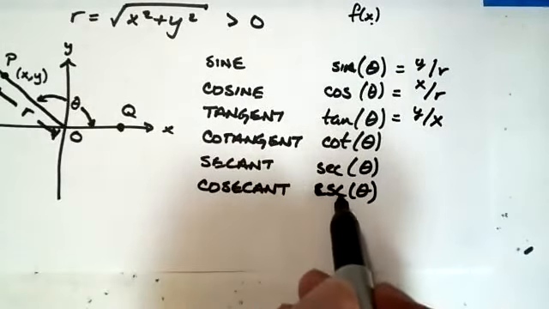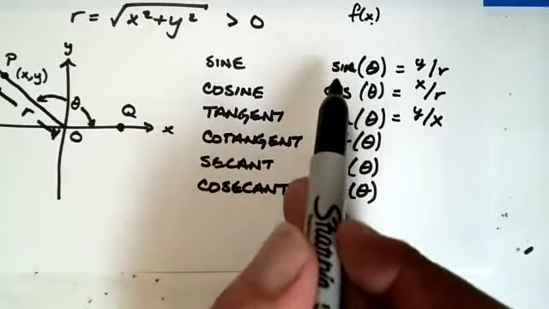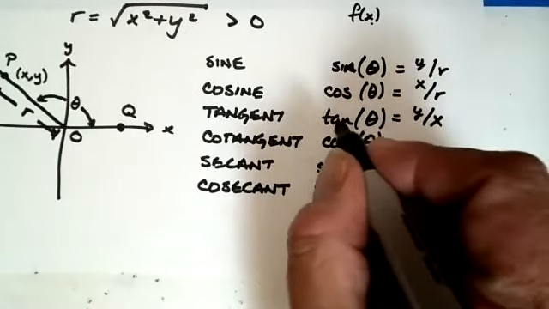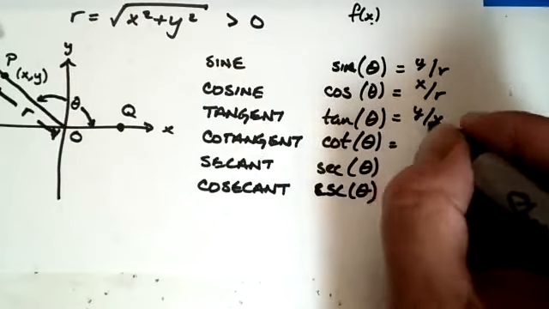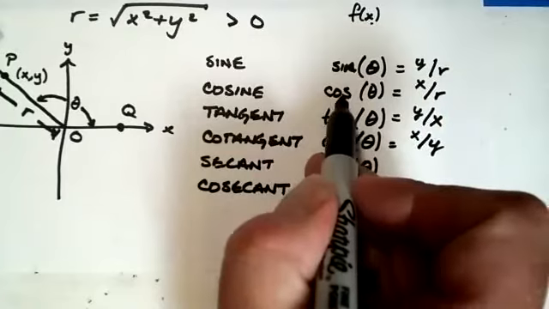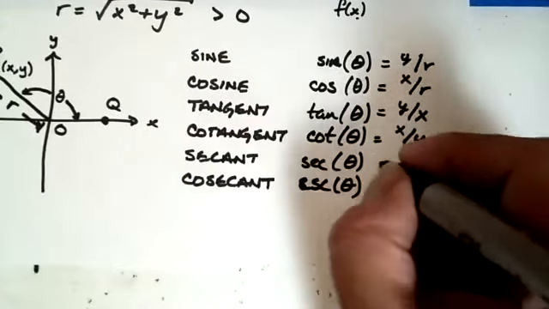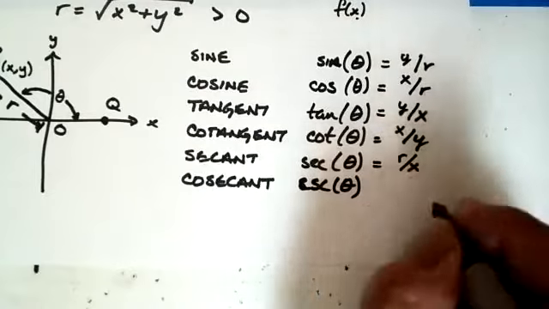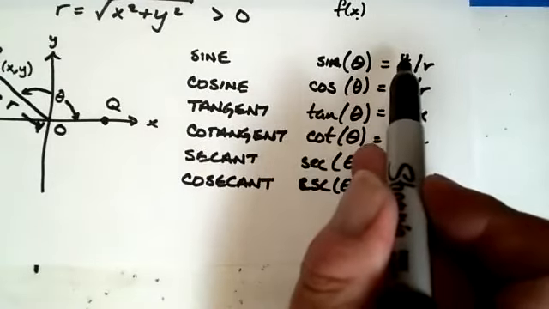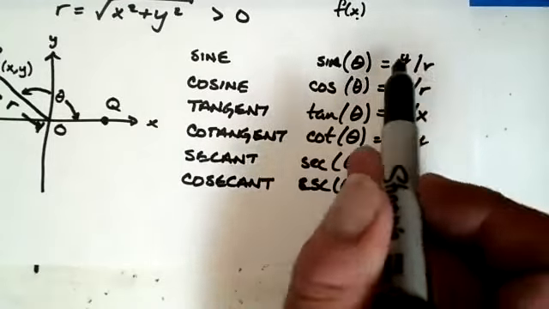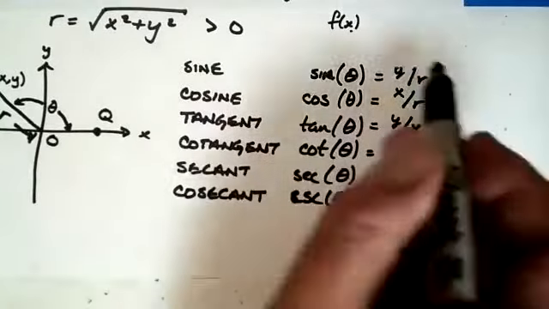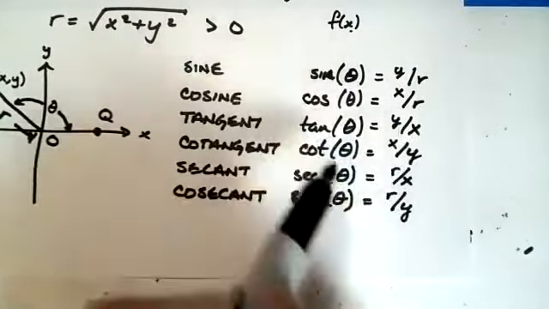And then these other functions down here actually turn out to be the reciprocals of these. So the cotangent is the reciprocal of tangent. So instead of y over x, it's actually x over y. Secant is the reciprocal of cosine. So instead of x over r, it's actually r over x. And then finally, cosecant is the reciprocal of sine, which is y over r. So cosecant will be r over y. So these are the definitions, and this is where we start from.